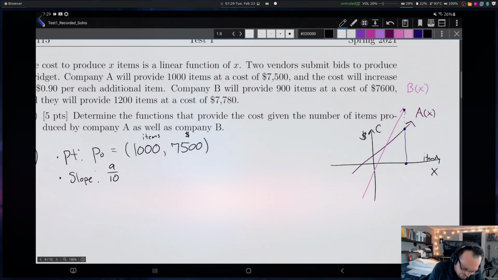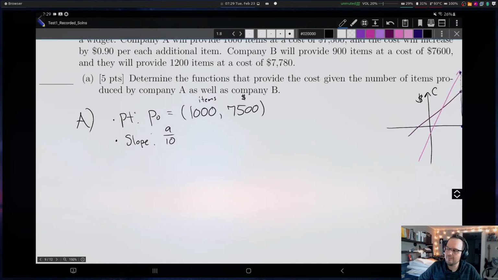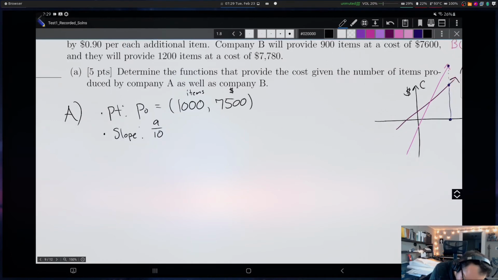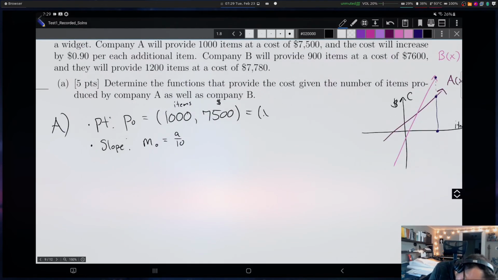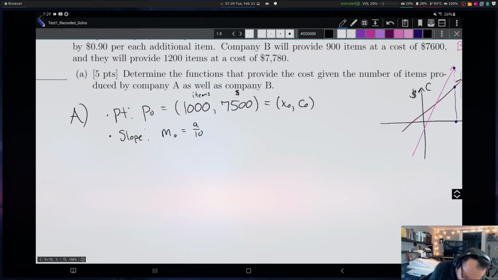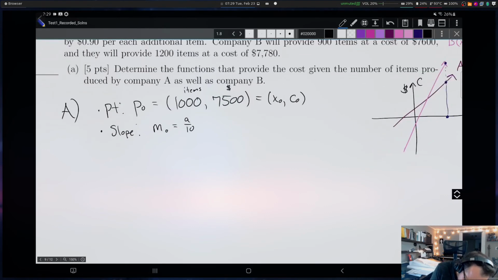But okay, now we know we have an algorithm for coming up with an equation of a line given a point and a slope. And so the equation goes something like this. Maybe I want to call this m naught, which is 9/10. This is our slope. So maybe let's call this x naught and c naught. And the point slope formula went something like this. It was c, so the output variables, minus c naught equals m naught times x minus x naught. So it's important that the input variables get grouped together and the output variables are as well.